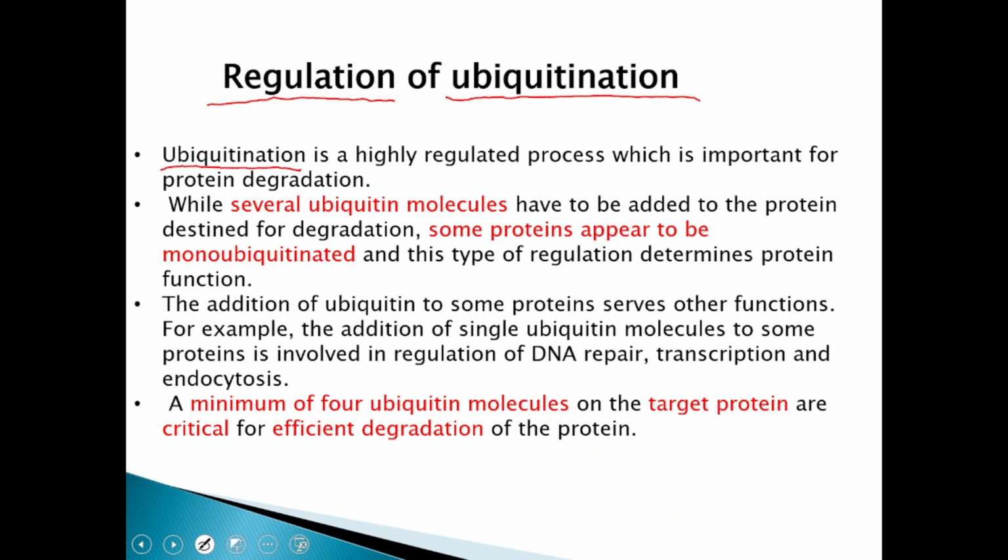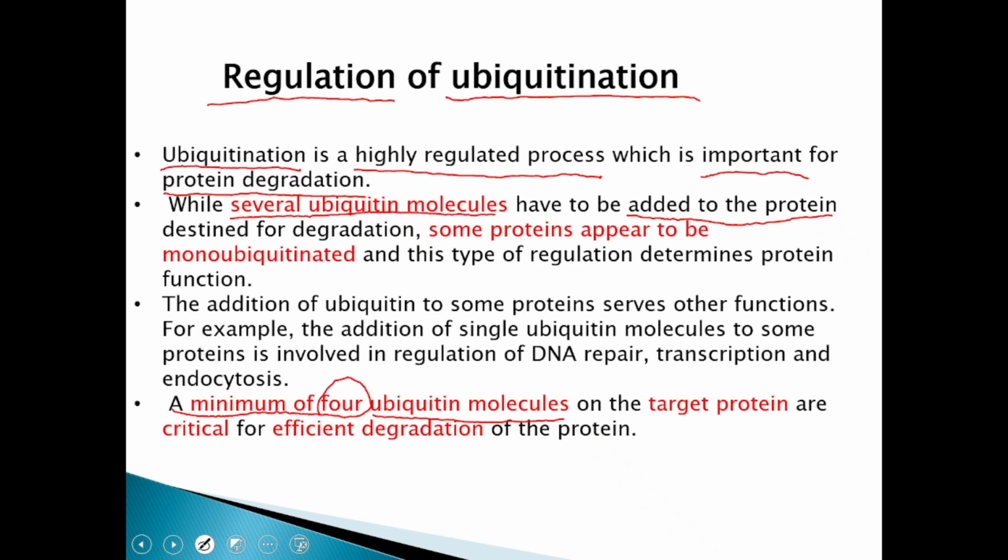So ubiquitination is a highly regulated process because it is important for protein degradation. Now for any protein to be broken down by the proteasome, several ubiquitin molecules need to be added to the protein. And if you see the last point, and this is important, a minimum of 4 ubiquitin molecules need to be there on the protein for the proteasome to break that protein. Anything less than 4 will not be seen by the proteasome. At least 4 or more than 4 should be there. Okay?